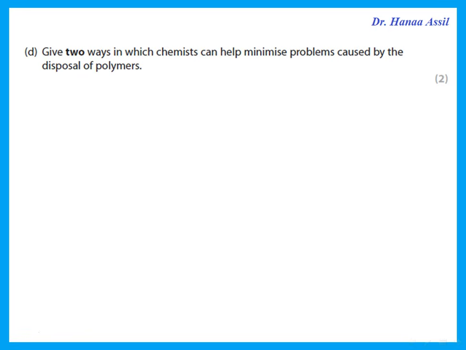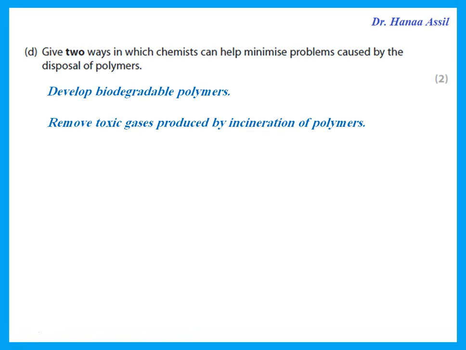Give two ways in which chemists can help minimize problems caused by disposal of polymers. Remember the problems caused by disposal of polymers? We said polymers are non-biodegradable. So if I want to minimize the problems, I should develop biodegradable polymers. Another problem was when burned, they release toxic gases. Then one way to minimize the problems is to remove the toxic gases produced when we burn the polymers, or when we incinerate the polymers.